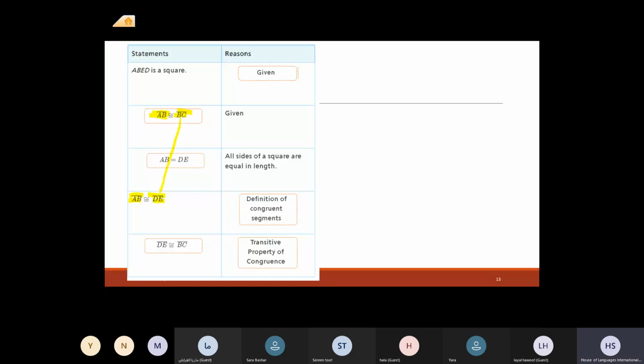Girls, please stop talking. I want the teacher to teach. Can you repeat, DE is congruent to BC? Can you repeat the last one? The transitive property of congruence. Now, look, I'll go back. No. I give you five minutes for a break.